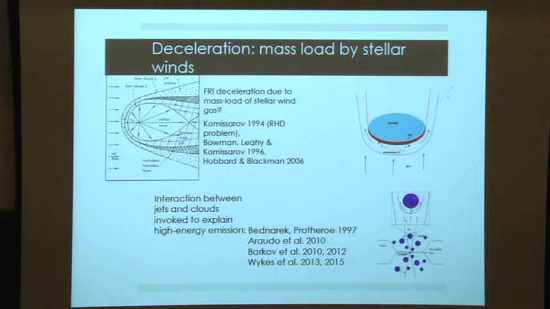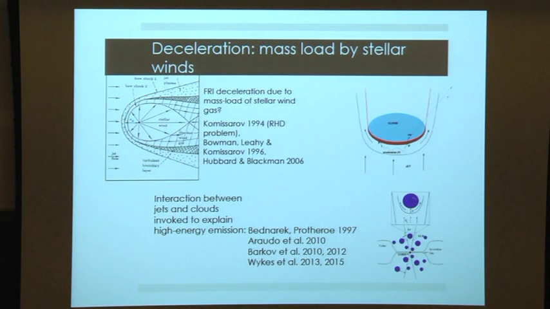This scenario has been claimed to be a possible way to mass load jets because the stellar wind is able to stop the jet at a given distance to the star, and then you form this bow shock and a cometary tail, and when this cometary tail becomes unstable, you can mass load the jet with this baryonic gas.